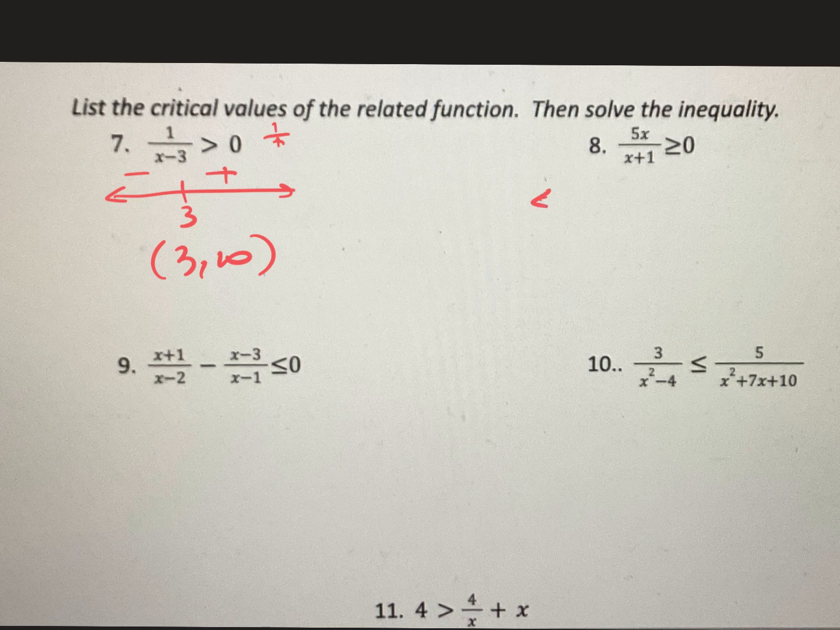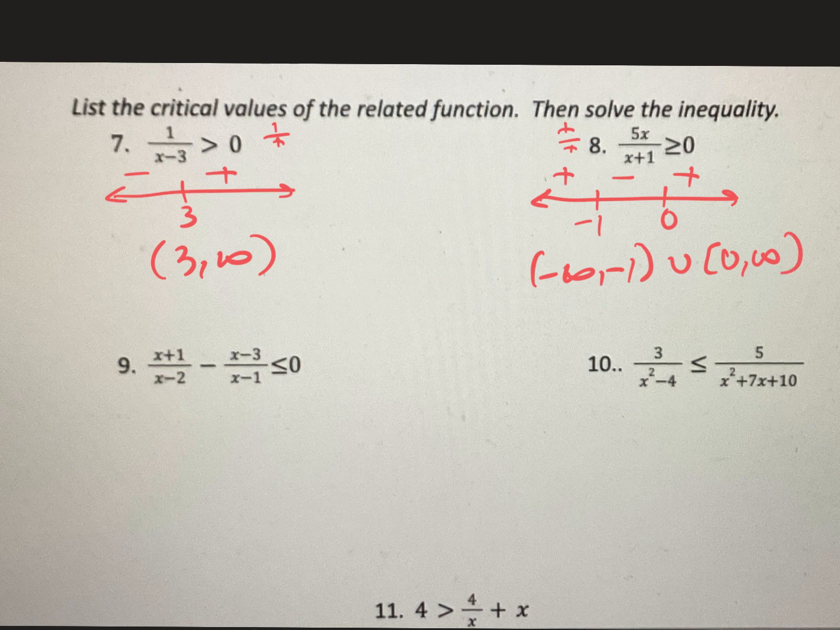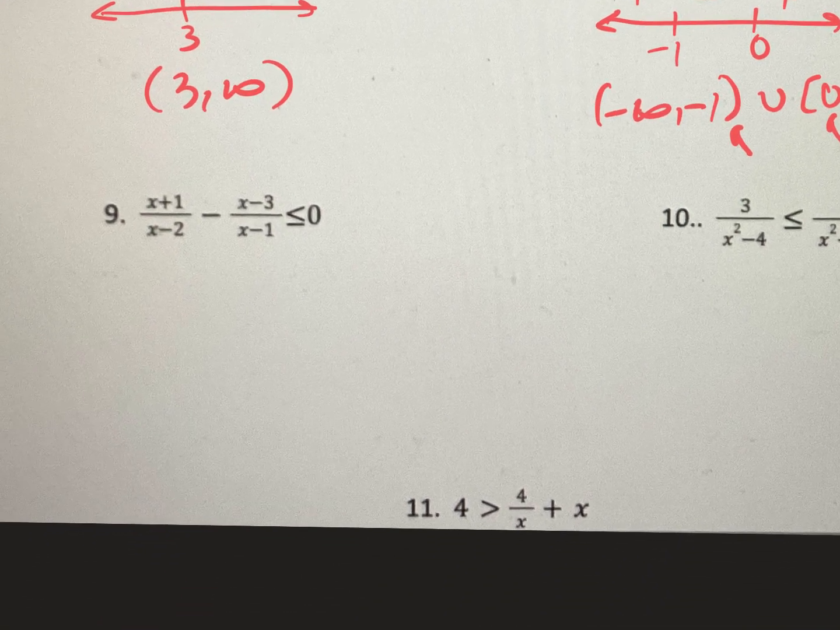Number 8, remember the critical values are what makes the numerator or denominator 0. The denominator being -1, the numerator is 0. If I plug in 100, the top's positive, the bottom's positive, so it's plus, minus, plus. I'm looking for the pluses, so I'm going to say -infinity to -1 with a parentheses, and then 0 to infinity with a bracket, because the reason I have a parentheses here is because you cannot make the denominator 0. I have a bracket here because you can make the numerator 0, and that's no big deal.